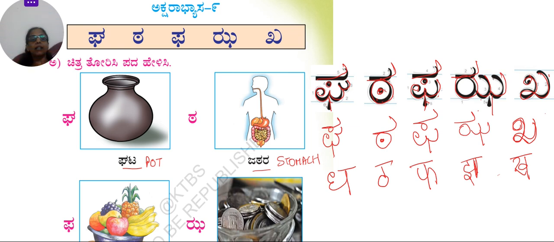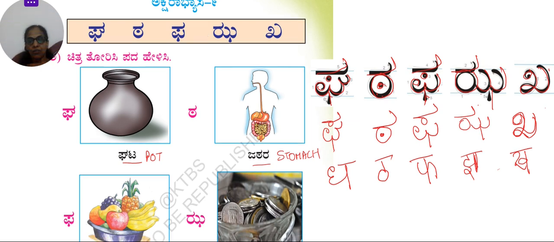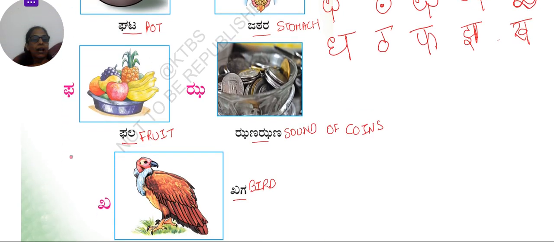Ghata. Ghata, as you can see in the picture, it's a pot. Then jathara. Jathara means stomach. Then phala, or also you can pronounce it as phala. It is fruit. I think in Hindi also the word is similar. You say phal in Hindi, it is phala in Kannada.